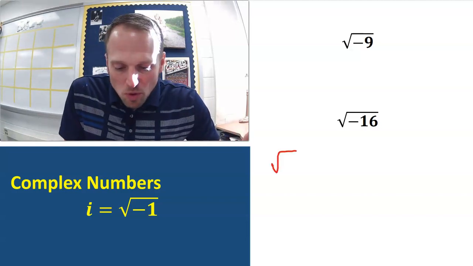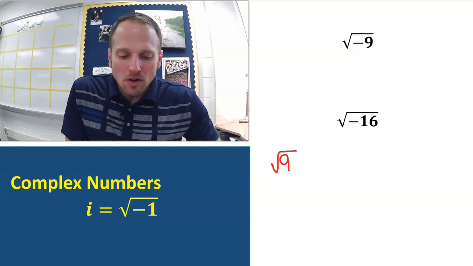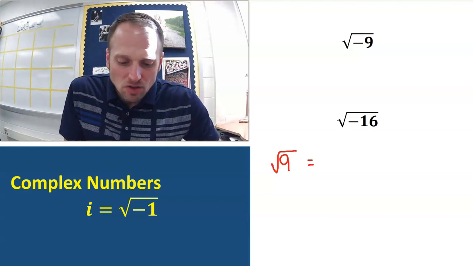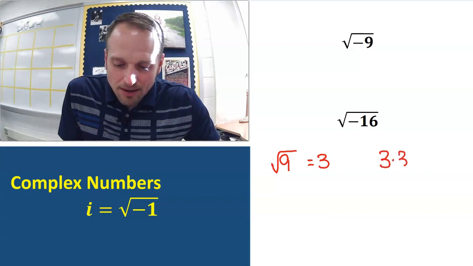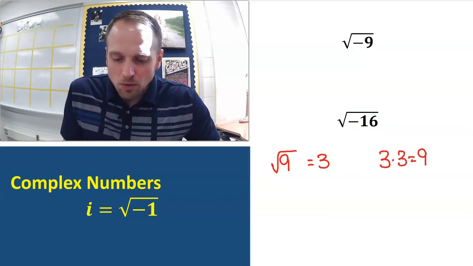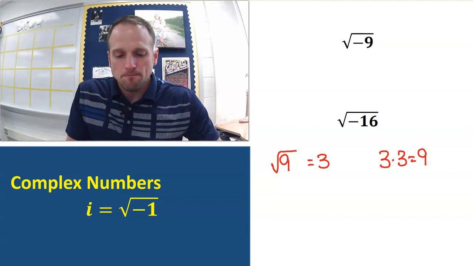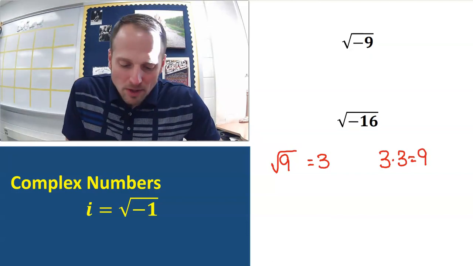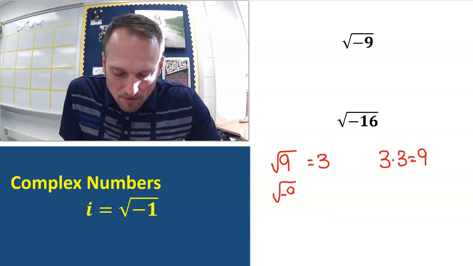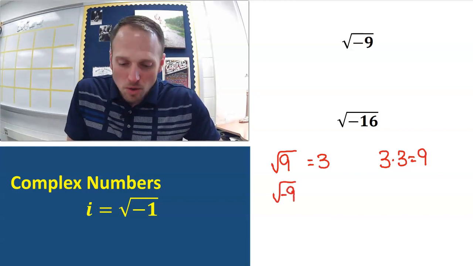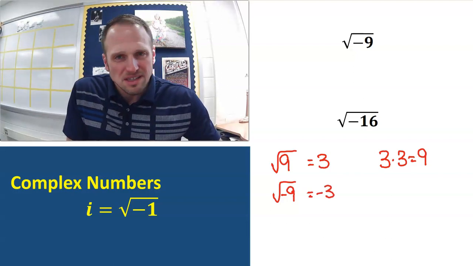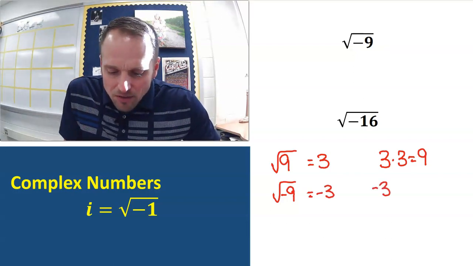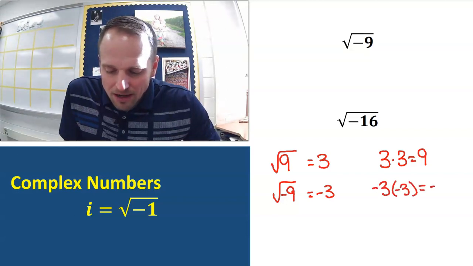Well, let's look at this. Let's just say that we took the square root of +9. If I want to know the square root of +9, that's just going to be 3. And why is that? Well, that's because 3 times 3 equals 9. Okay? 3 times 3 equals 9. Well, what about the square root of -9? It'd be very tempting to say that the square root of -9 is -3. But is that true?